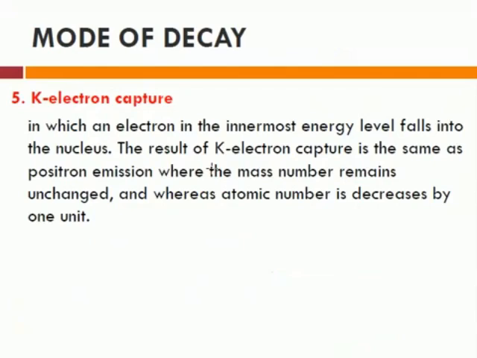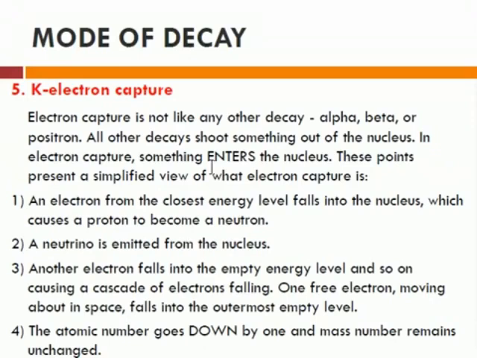And last is the K electron capture, in which an electron in the innermost energy level falls into the nucleus. The result of K electron capture is the same as positron emission, where the mass number remains unchanged, whereas the atomic number decreases by 1 unit. So, electron capture is not like any other decay.